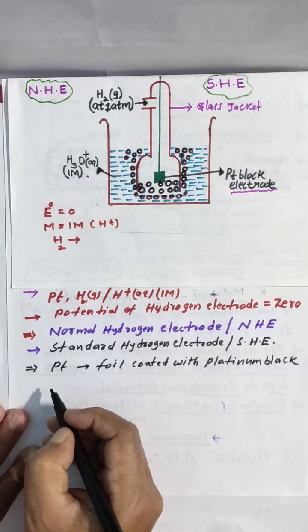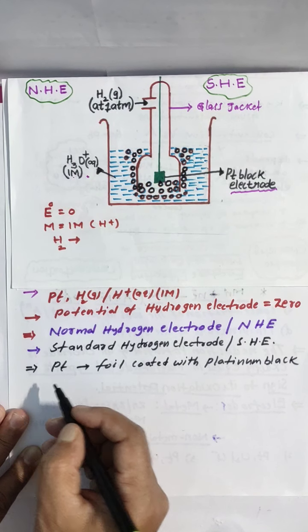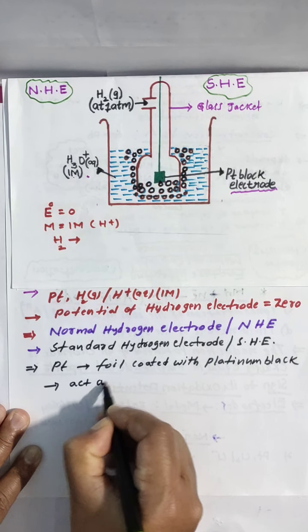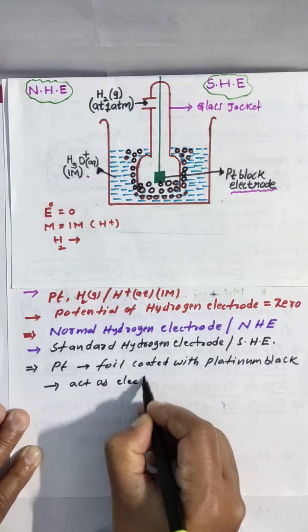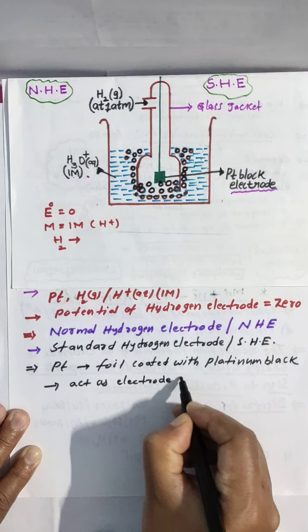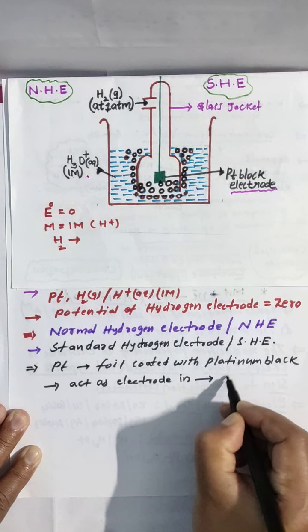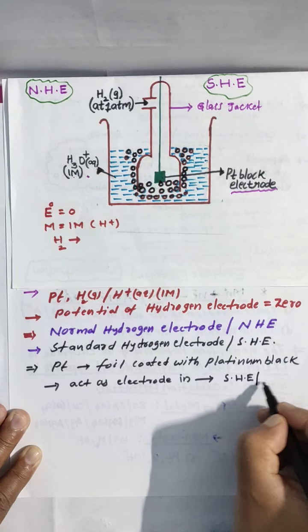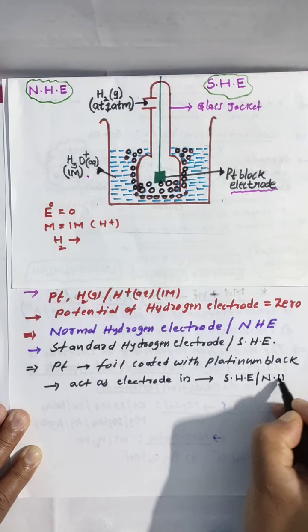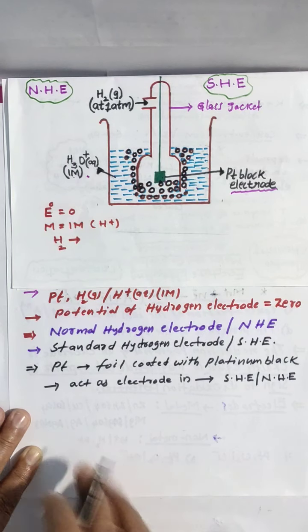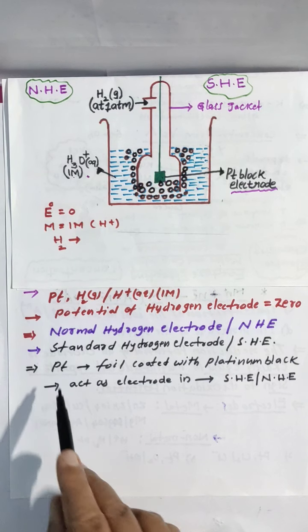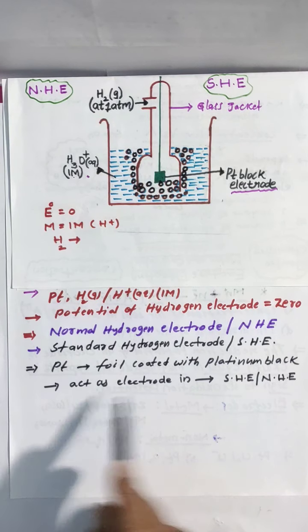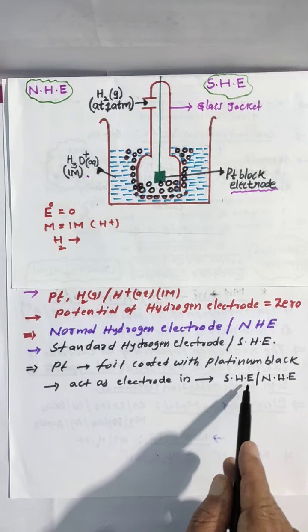It acts as an electrode in the hydrogen electrode, or standard hydrogen electrode, or normal hydrogen electrode. Remember, important: platinum foil coated with platinum black acts as the electrode in SHE.